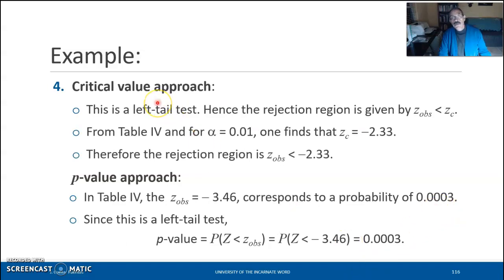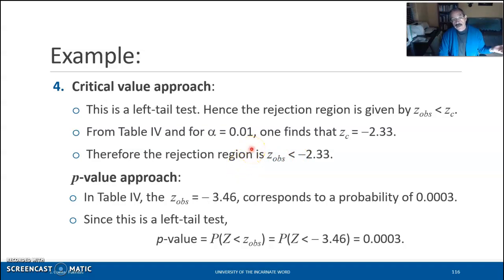All right, now if you decide to follow the critical value approach, this is a left tail test, so the rejection region is in the lower end of the probability distribution, and that's that Z observed will be less than Z critical. If that happens, then we reject the null hypothesis. But again, we need to go into table 4 with an alpha of 0.01, and we find that the Z critical is minus 2.33. So the rejection region is if the Z value is less than minus 2.33. So if the Z observed, the calculated statistic, is smaller than this number, we will reject the null hypothesis.